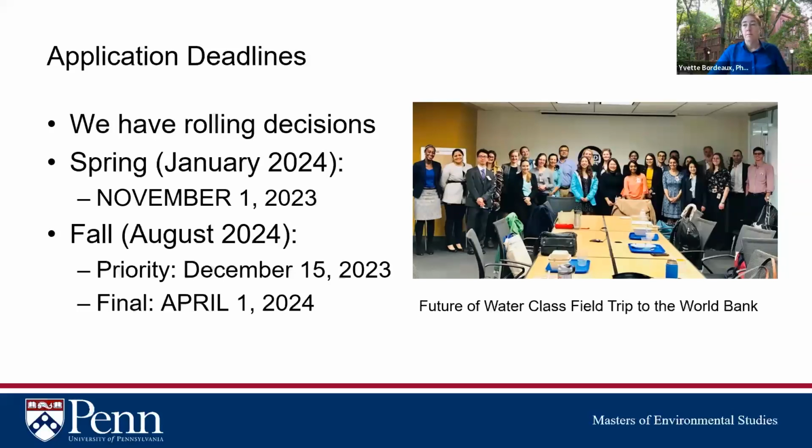So there's a little bit of an edge if you can apply by December 15th if you're planning for a fall start. And then April 1st is the absolute deadline. We cannot take applications after that because we need to get you into the systems and ready to go for the fall. Okay.